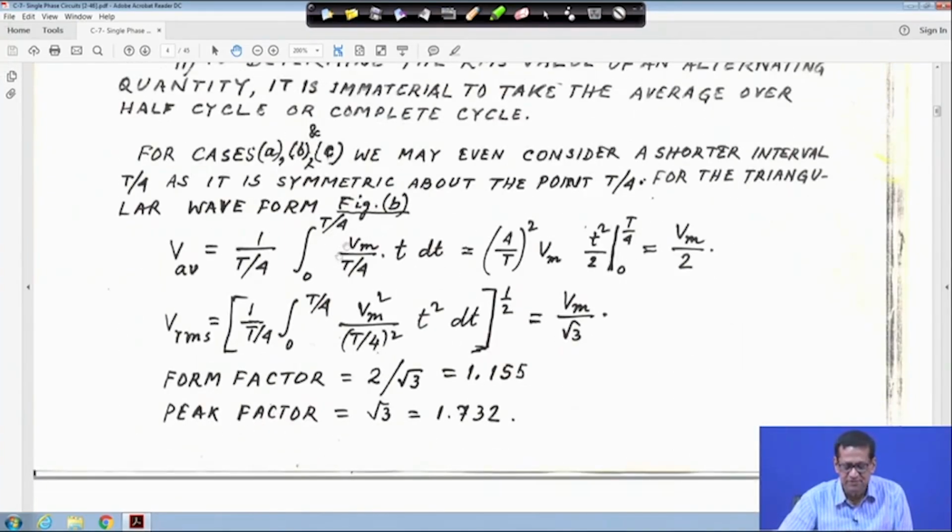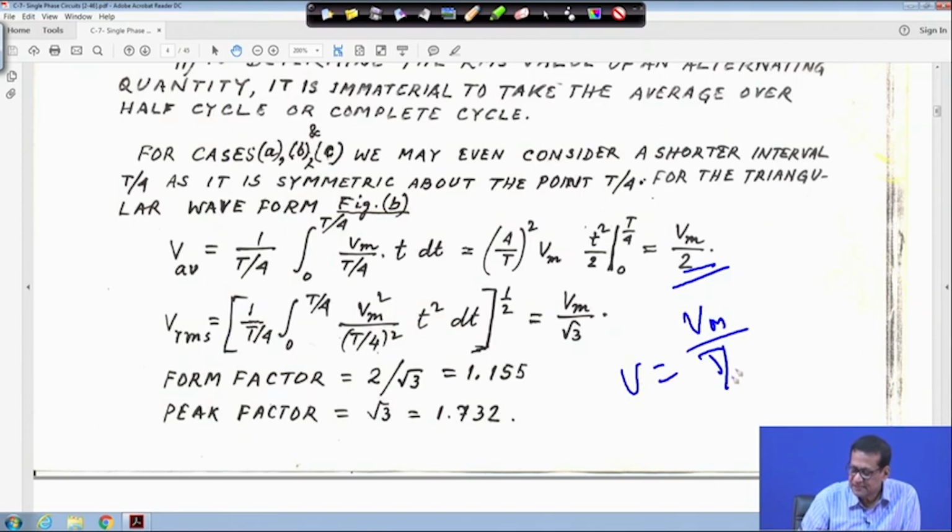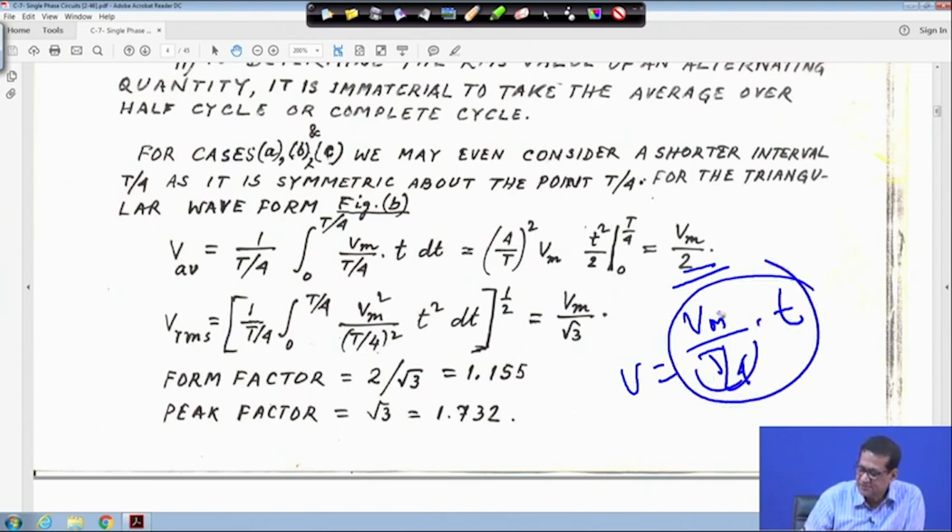So if you integrate from 0 to T/4, it will become Vm upon 2, right. So this will become Vm upon 2. Similarly, the V RMS value will be 1 upon T/4, from 0 to T/4. So we get V equal to Vm divided by T/4 into t, and you square it. If you square it, it will be Vm square divided by (T/4) square into t square dt, to the power half, right. And from 0 to T/4 you integrate, you will get Vm upon root 3, right.